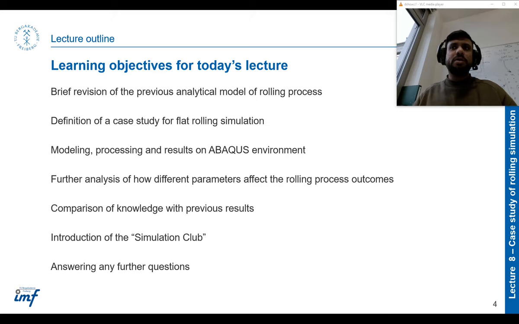And then we will come back to the slides and talk about further analysis of how different parameters affect the rolling process outcomes. So then we will see what the different effects are. We will compare the results with our previous knowledge, with some of the charts and graphs that other people have given in the books or that you already know about. Or we will compare them with our common instinct or knowledge. And then again, I will introduce Simulation Club to you today, because now it will make more sense. And if you have any further questions, I will be happy to answer them. So that's the overall overview of today's lecture.